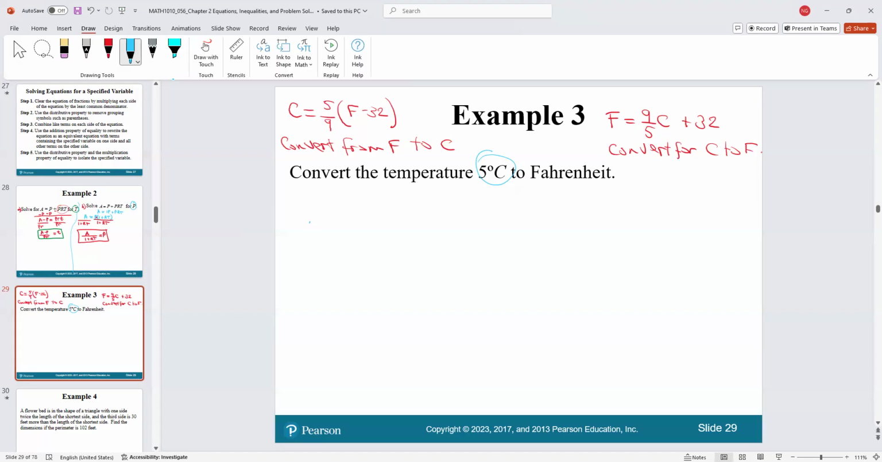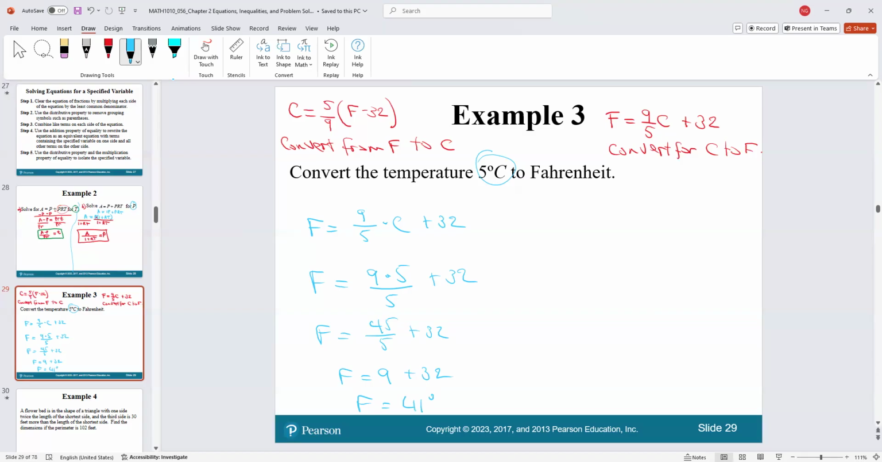First of all, we need Fahrenheit equal 9 over 5 times C plus 32. So Fahrenheit would be 9 times the 5 degrees Celsius you have over 5 plus 32. So 45 over 5 plus 32, I mean, 9 plus 32. When you add these two, it's going to give you 41 degrees, right?